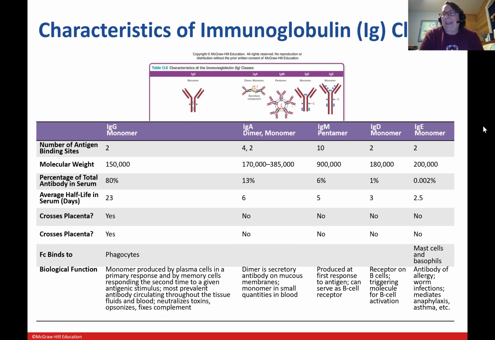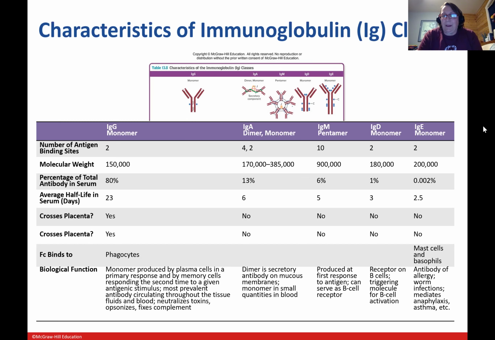And also, it can serve as a B cell receptor. So the individual monomers of an IgM can function as a B cell receptor. It's not the primary one that does that, but it can if necessary. The primary B cell receptor is the next one, the IgD monomer.